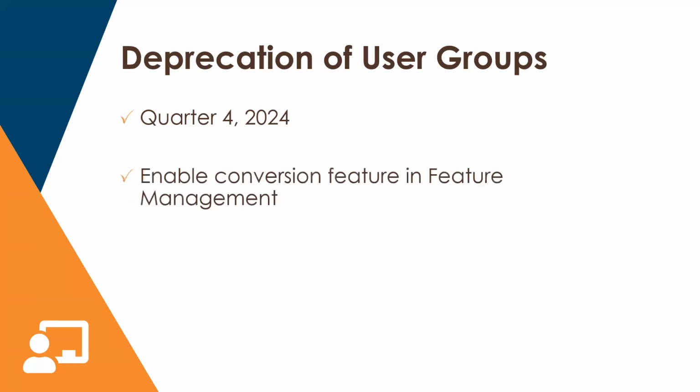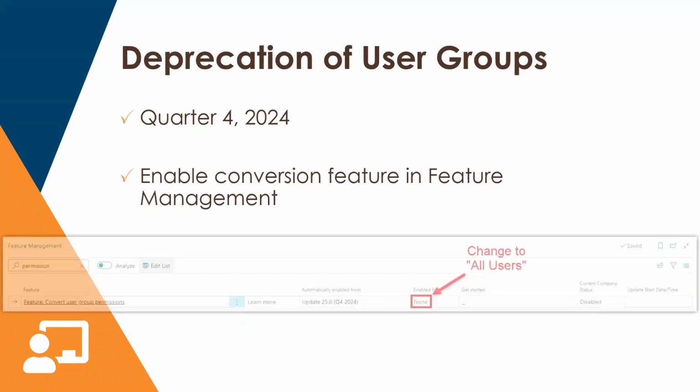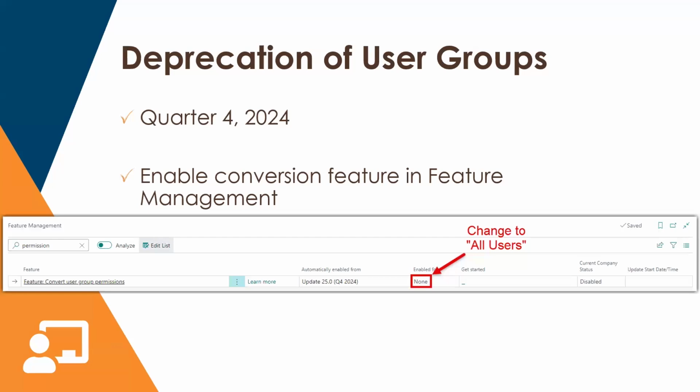What you can do ahead of time is what exactly Microsoft is going to be doing. You're going to enable a feature that will push all of those permissions from the user groups that the user is assigned to down to their user card. How you can do that right now: you go into feature management, and then switch the enabled for to all users.